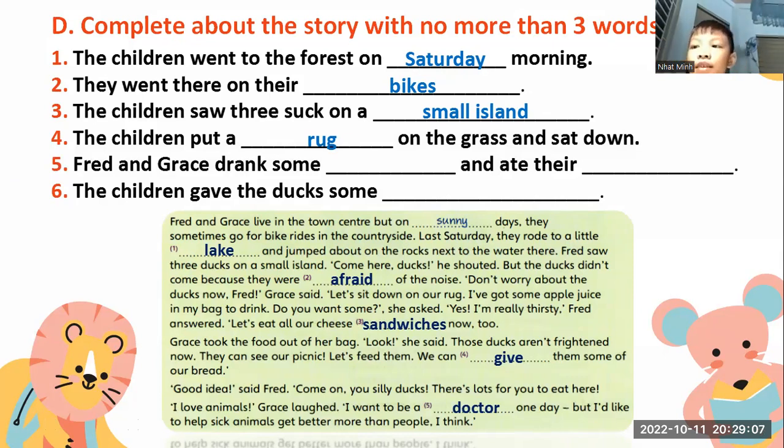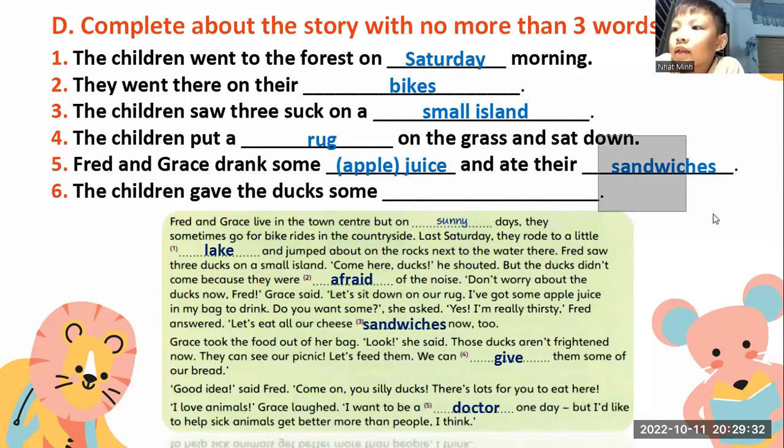Fred, bring some water and eat their cheese. Okay, very good. Fred and Grace drank some apple juice and ate their sandwich and sandwiches. Sandwiches and cheese. Okay, very good.